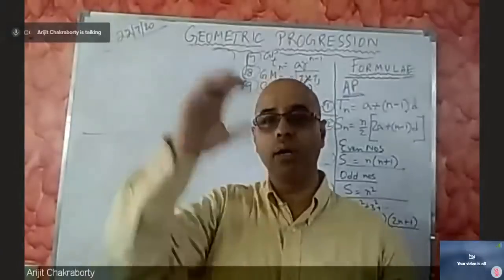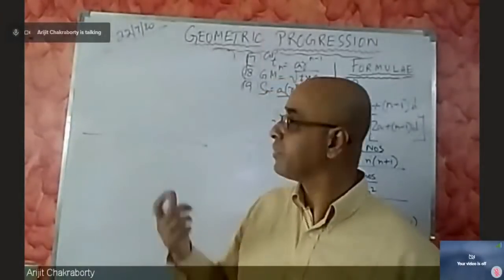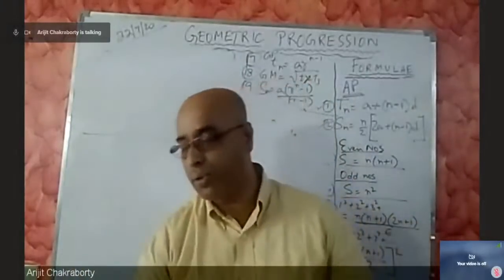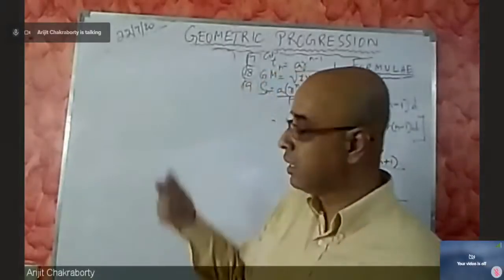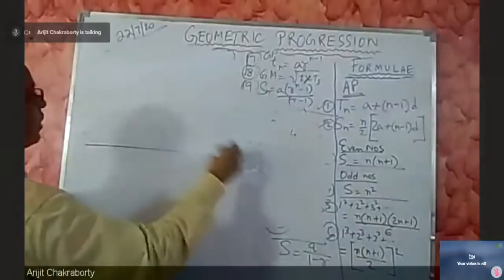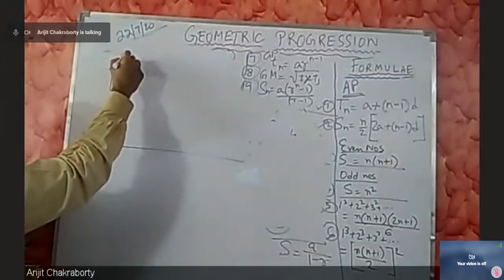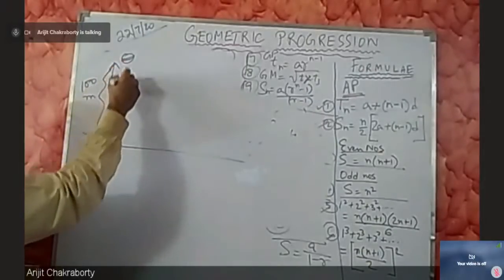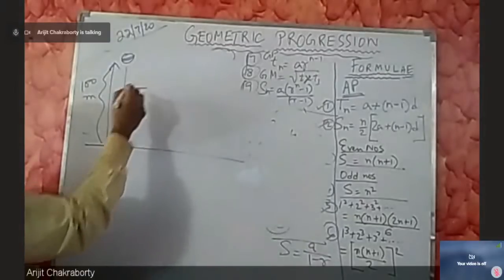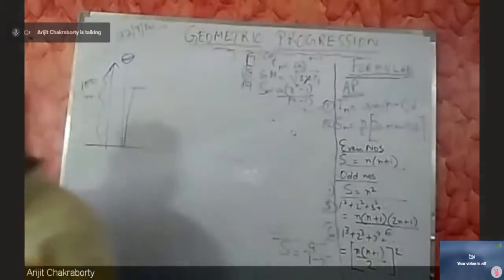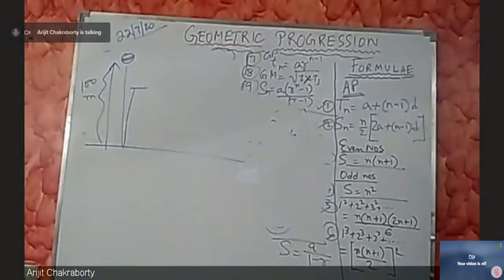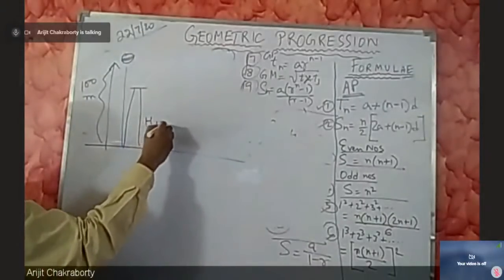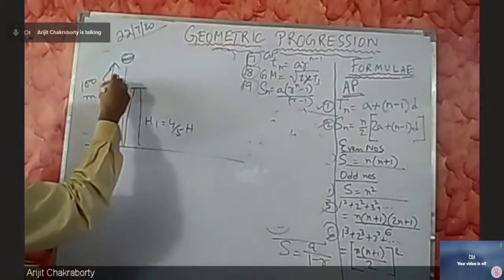If you bounce a ball like this, the ball is going up and down. So the question is, the ball is dropped from a height of 100 meters, it's a lovely question. The ball drops and goes up to how much? 4/5 of the original height. Please see the problem. The ball goes up to 4/5, so this height h1 is 4/5 of h. This is h, that is 100.